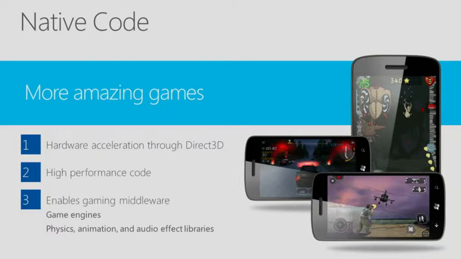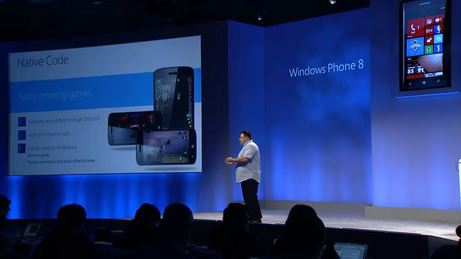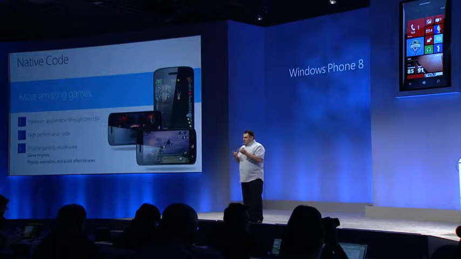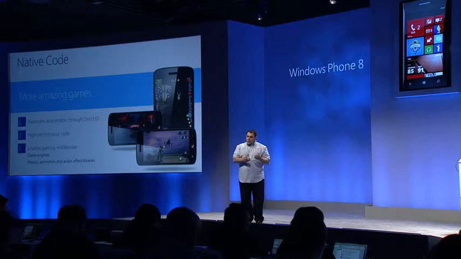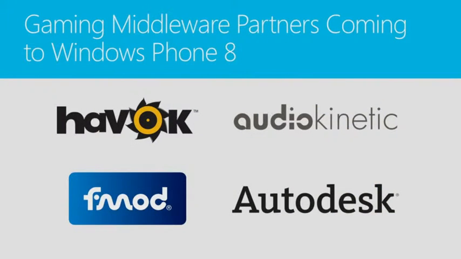First, they get access to low-level APIs, like Direct3D, for basically the fastest graphics, and they also can write high-performance code for the most realistic gameplay. Developers also have the ability to use gaming middleware, which mostly is written in native code. Either they're full-on game engines or libraries for physics, animations, or audio effects. I'm proud to announce today the following gaming middleware partners are coming to Windows Phone 8.